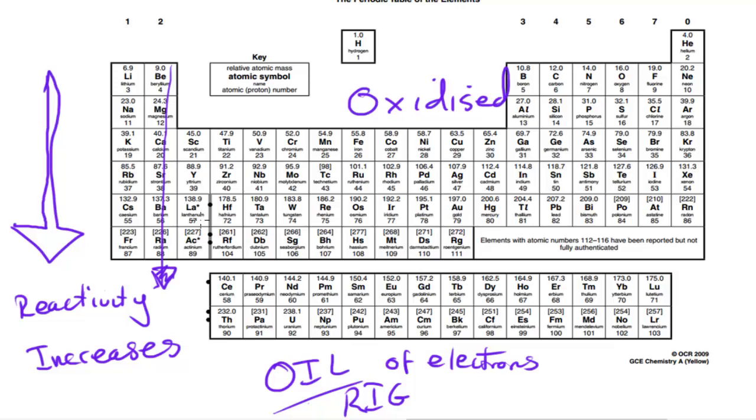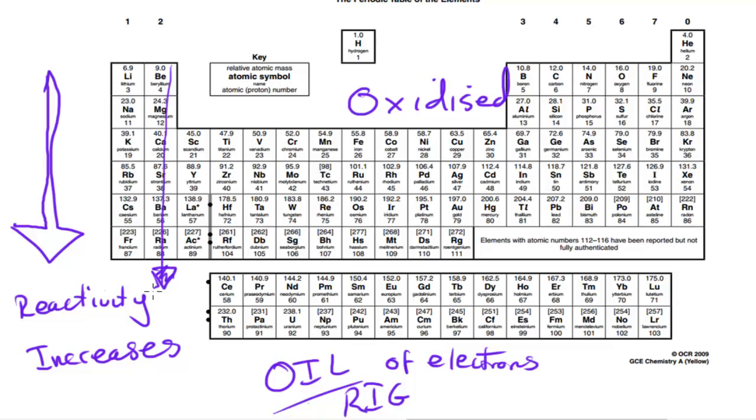And so you can imagine if less energy is required to remove some electrons, it's going to be much more reactive, and this is what happens. As you go down the period, as the ionization energy decreases, its tendency to be oxidized, its willingness to be oxidized, so to speak, increases, and so its reactivity as a consequence of that increases.